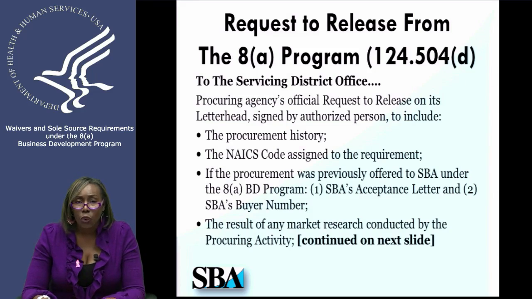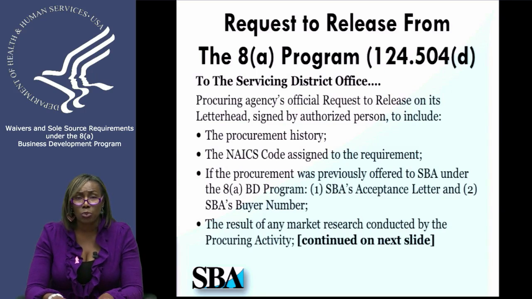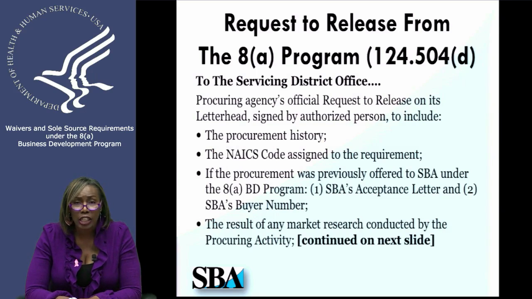If you find that a requirement should be released, you must put in a request to the servicing district office asking for that work to be released from the program. The procuring agency official requests the release on its letterhead. Please put it on letterhead, signed by an authorized person, okay? Often we see these things in an email, and it just takes time because we send them back. We need you to put it on the agency letterhead, signed by an authorized person who can make the request to remove the work from the program. It should go to the district office.